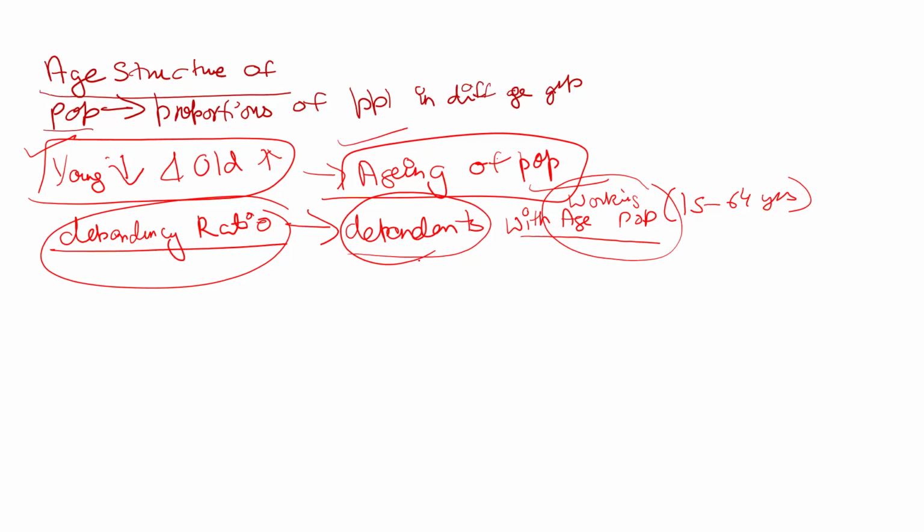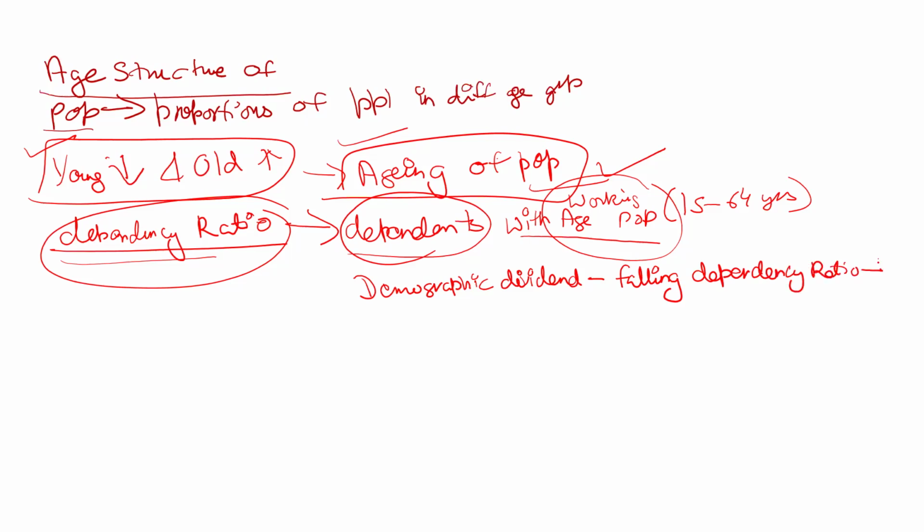On the other hand, if the dependency ratio falls, this can be a source of economic growth and prosperity because we will have larger proportions of workers relative to non-workers. This is referred to as the demographic dividend. What is it? Demographic dividend is when a falling dependency ratio ultimately leads to less dependence and more working age population.